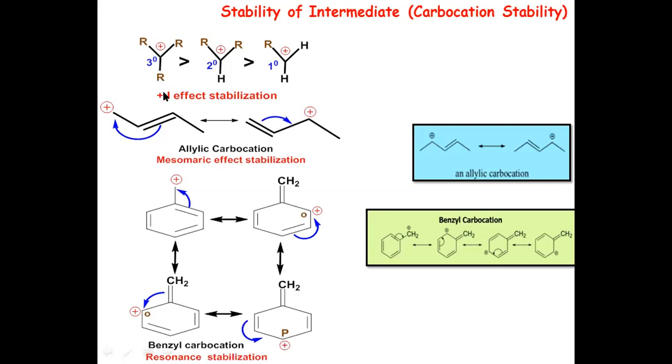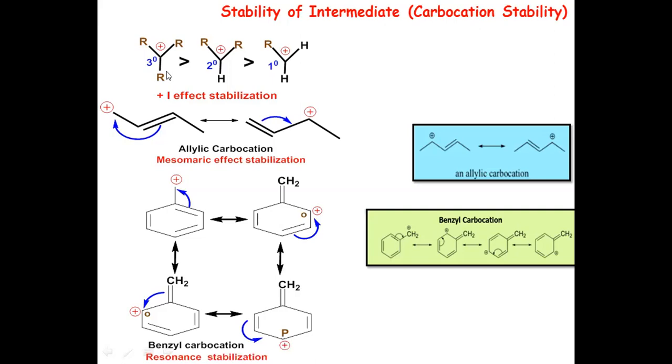sigma bond. That is called an inductive effect, or here we are talking about plus I effect or positive inductive effect, where R becomes electron donor and any electron donating species will stabilize this carbocation. In tertiary carbocation, we have three R groups. In secondary carbocation, we have two R groups, and in primary, there is only one R group.